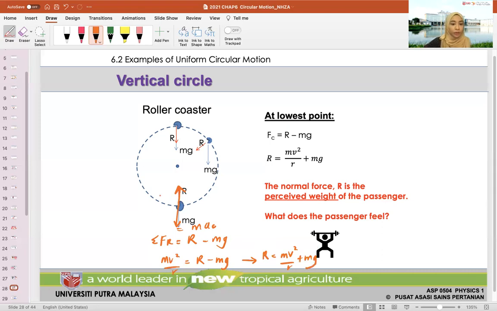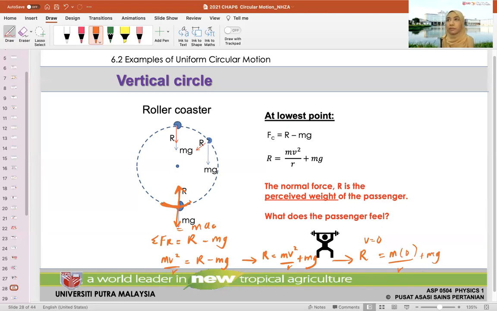So at this point, they don't really care if you're going slow or fast. You will always be safe down there. Even if you don't have any v, you will still maintain contact, right? So if your v is 0, you're not moving, you're not going to fall off lah, is what I'm trying to say here. R plus mg. So your R is basically just your mg.